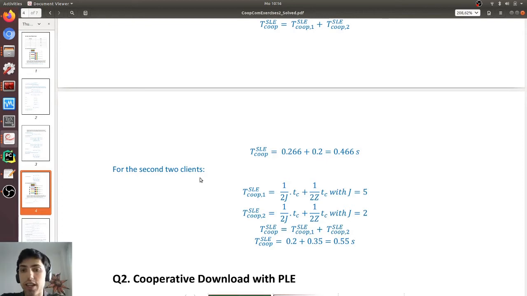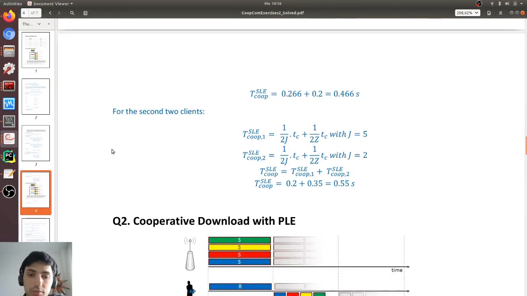So for the second 2 clients is exactly the same. Okay. We have for j equals 5, it's actually exactly the same, 0.2, and then for j equals 2 is a little bit more. So in the end, the time it takes for the two second clients to download the file is 0.55 seconds.